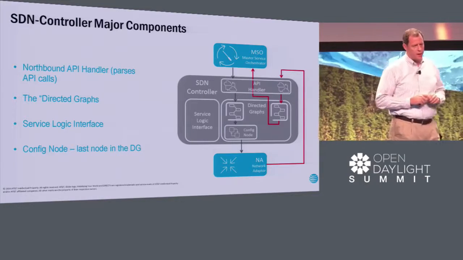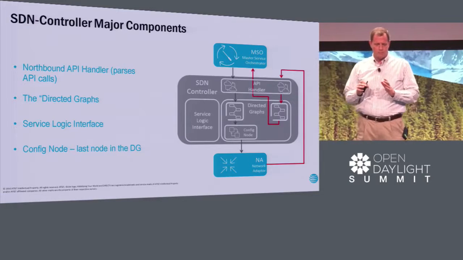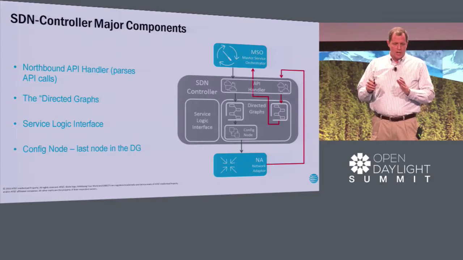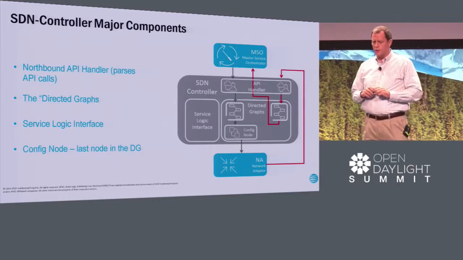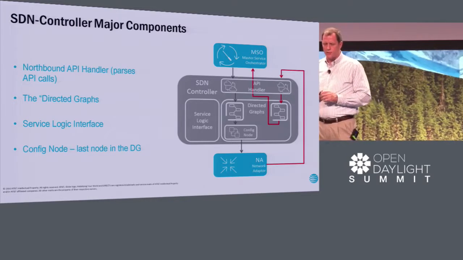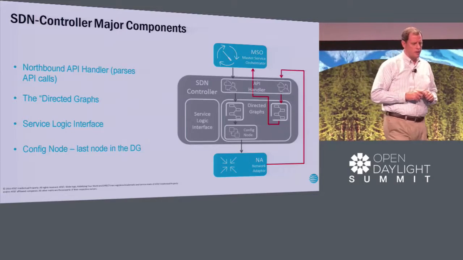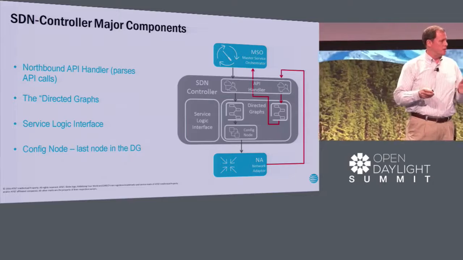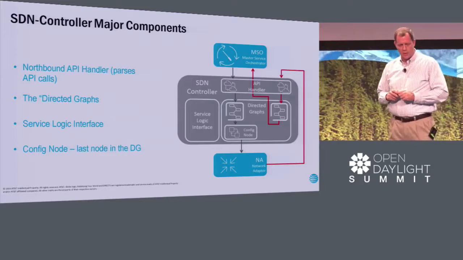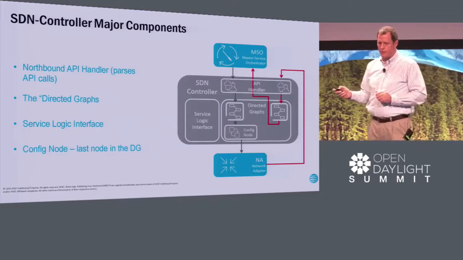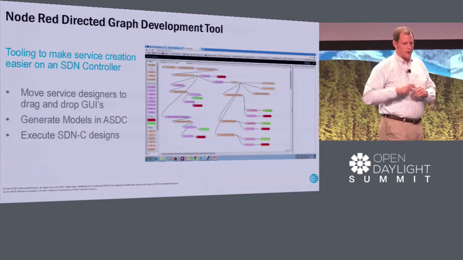One is the northbound API handler. So this is essentially the auto generation of those APIs through the MBI Yang using ODL Yang tools, open source with some extensions that we use for remote procedure calls. We have the directed graphs, which are essentially the executable nodes that control the flow of data through the SDNC, and the service logic interpreter, which is essentially a Java engine that allows us to execute those nodes, and then the configuration nodes, which essentially handles the APIs into the devices themselves. So on top of that framework, we build our functionality for those different layers of the OSI stack.